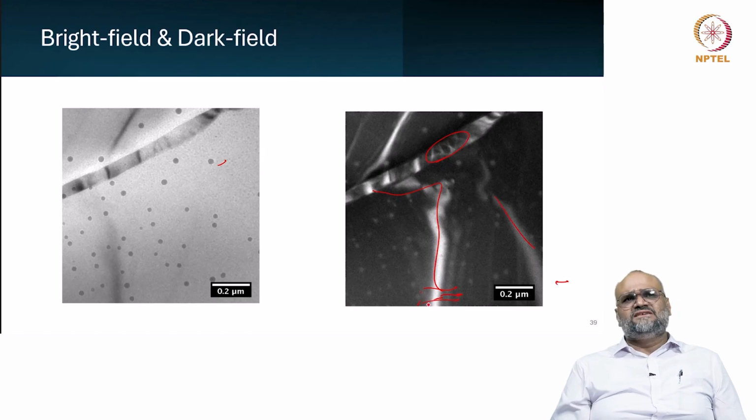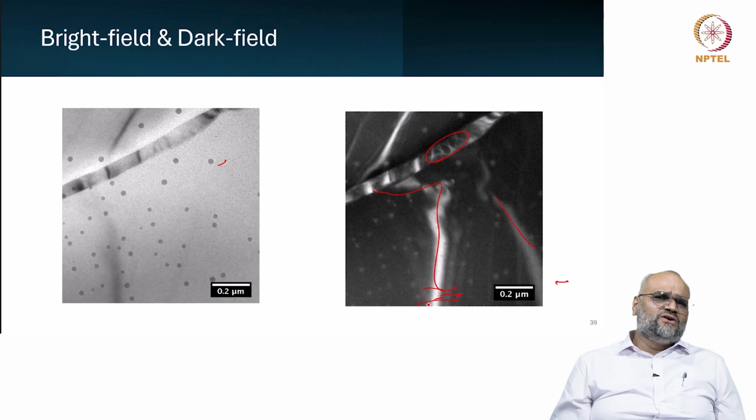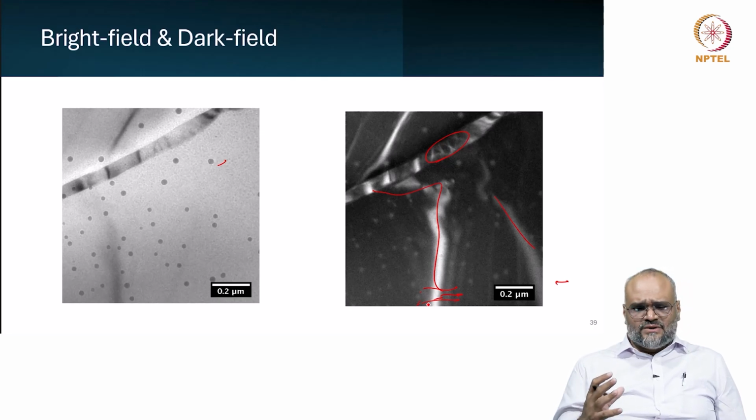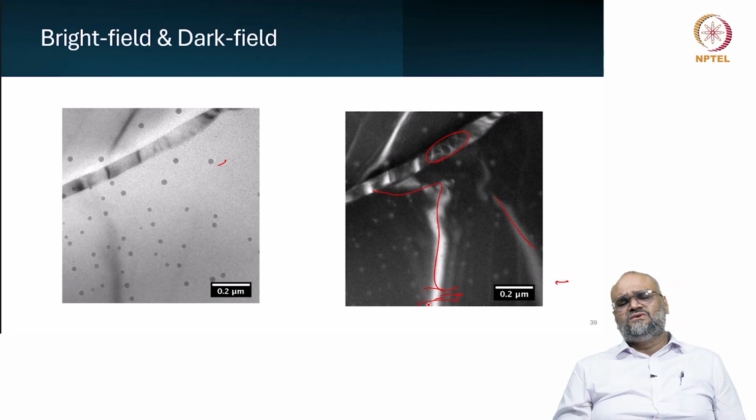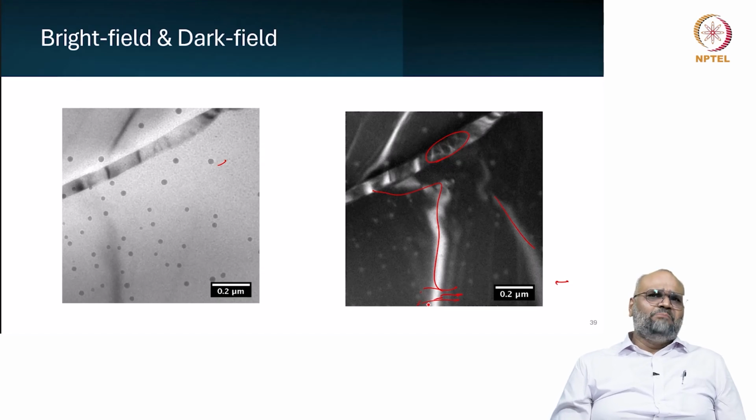So bright field and dark field imaging is the most basic conventional imaging that you see in any transmission electron microscope, and this is the most used technique. And the primary mechanism of the contrast that you get in bright field and dark field imaging is due to the amplitude contrast, which in turn depends on the mass thickness and the diffraction contrast.